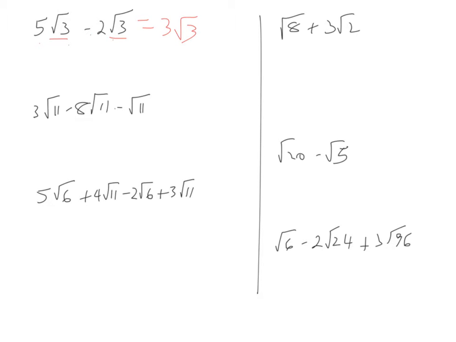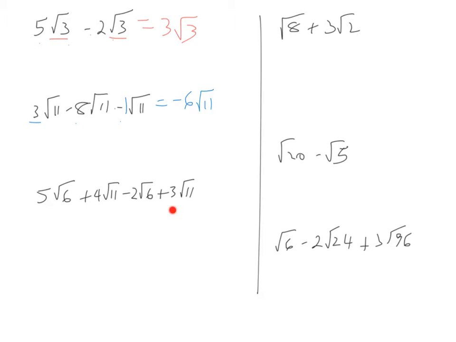Now for the next one, 3 root 11 minus 8 root 11 minus what root 11? What should go here? Well, just like with anything, if we don't have a constant coefficient, it is just 1. So here we're going to have 3 minus 8 to give us negative 5, minus 1 to give us negative 6. This ends up being negative 6 root 11.